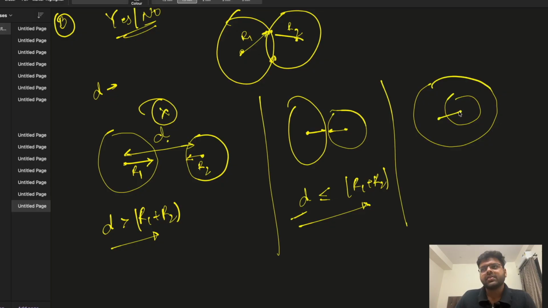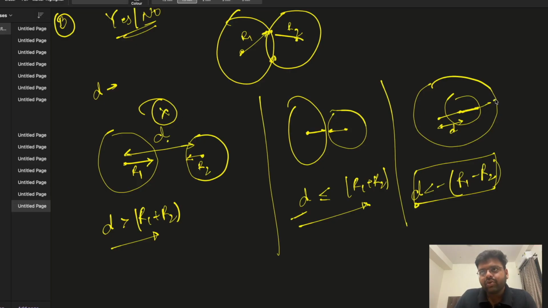Let's suppose the center is here. So now if I talk about this particular d, here d would simply be R1 minus R2. Like, this distance between both of them, d is actually less than R1 minus R2. So still they wouldn't have any point of intersection.